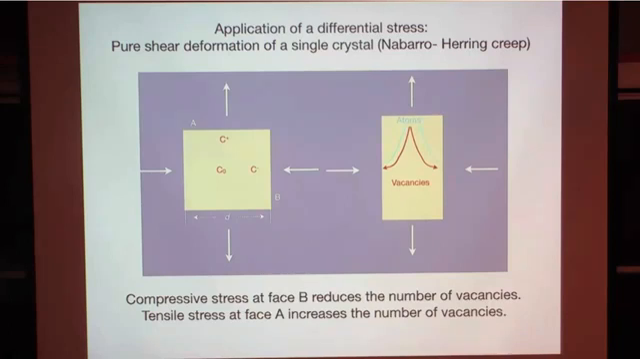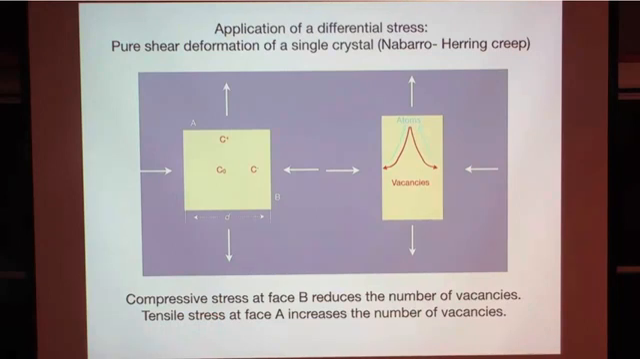That's schematically indicated here. You have vacancies diffusing in one way, and then you have to have, for charge balance, the counterflux of atoms, right? So with diffusion of vacancies and atoms, the compressive stress at B reduces the number of vacancies. You can imagine that. And the tensile stress at A increases the number of vacancies. So you set up a flux here.